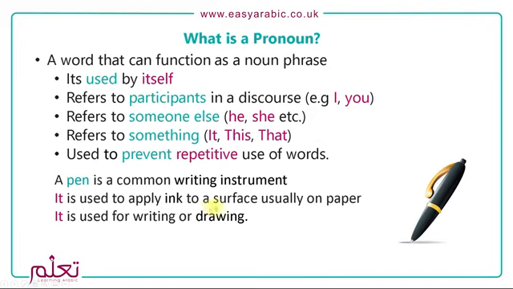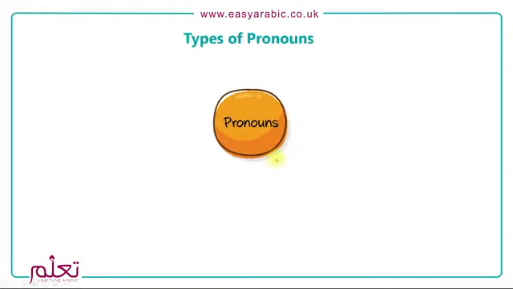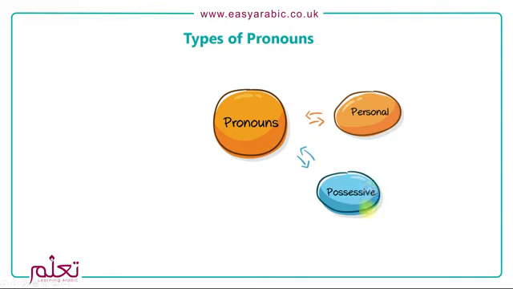And there are 2 types of pronouns. The singular form in Arabic is damir, which is pronoun, and the plural is called dama'ir in Arabic. There are different types of pronouns. The first one is personal pronoun. Then there's possessive pronouns, and these indicate possession. So when we start to talk about my name, your name, we're talking about something that belongs to a person.